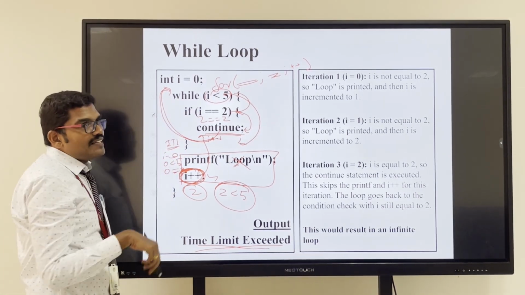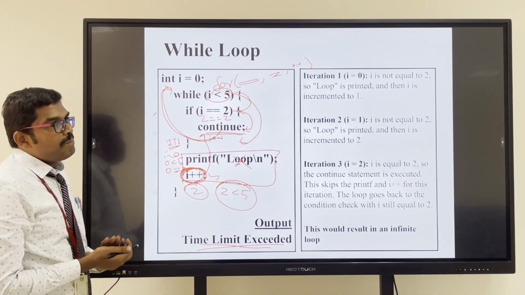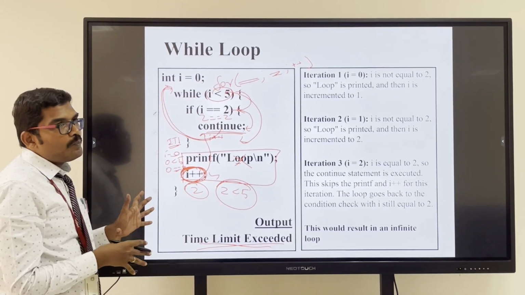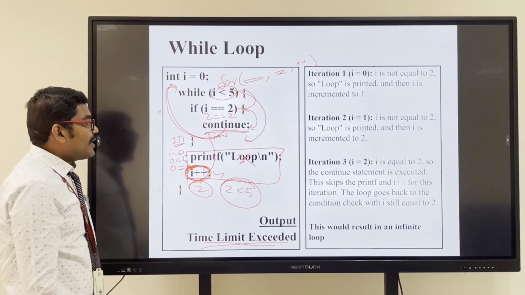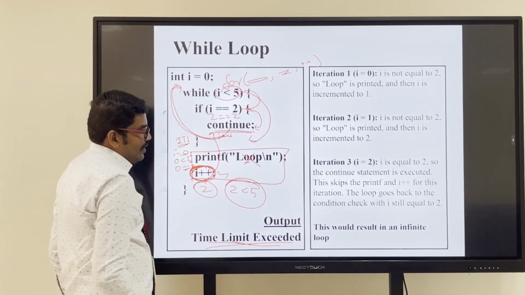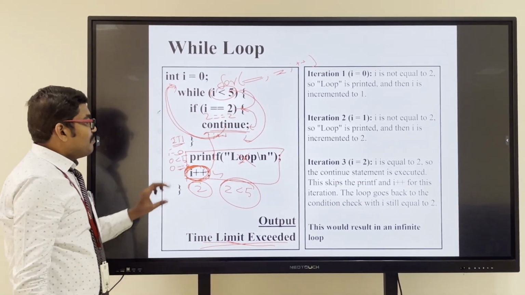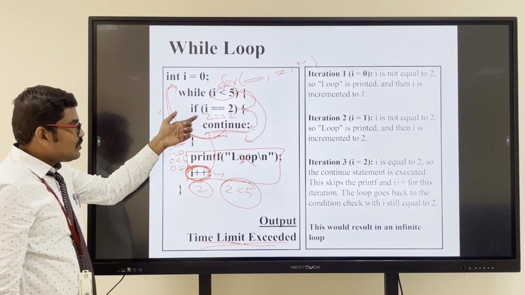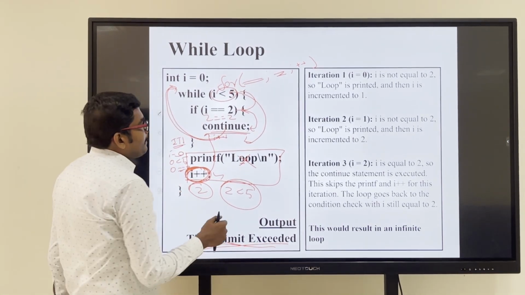Condition, structure, everything is the same, but you will get proper output in the for loop. In the while loop we are getting some other error. This is because of a placement error. So be conscious in this.